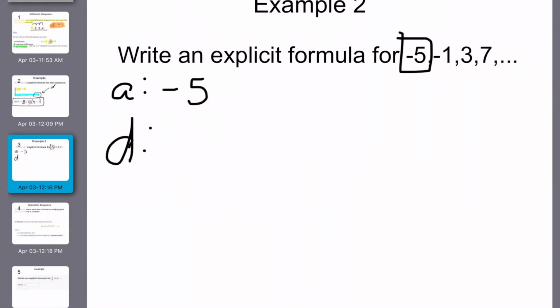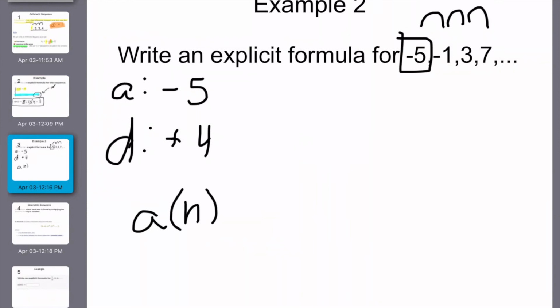I need to find out what my common difference is now. How can I go from -5 to -1, -1 to 3, 3 to 7? In this case, I think that we could all figure out that this is just adding by 4 every single time. So let's write our explicit formula. So I need a of n or x of n, whatever letter you want instead of a. That's just saying this is the function or the sequence a. So I need my first term of a, adding by my common difference, n minus 1.